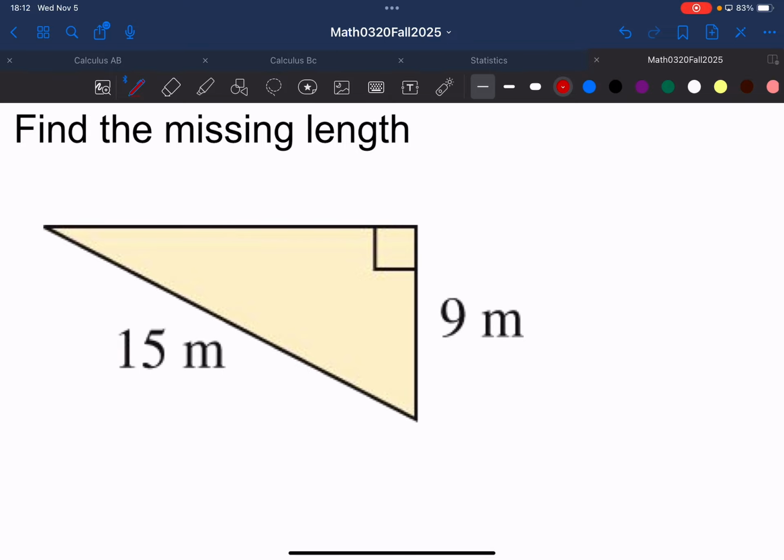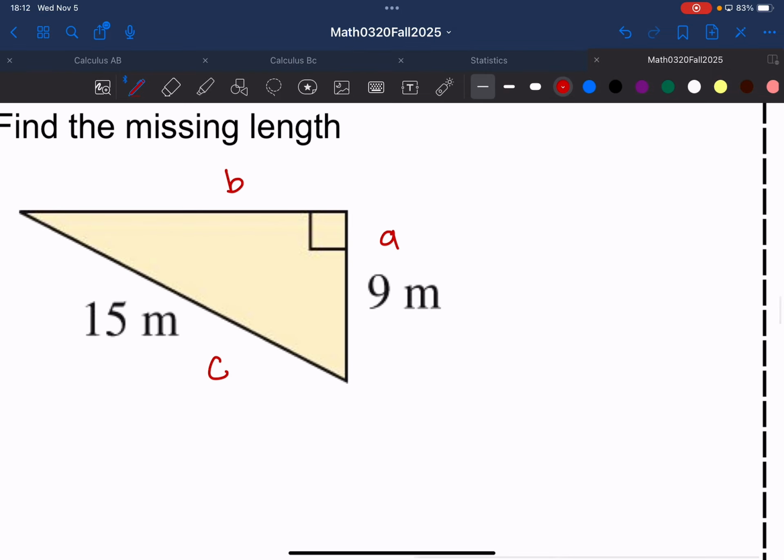Okay, so solving this, the first step, the most important step is to identify C. What value is C here? 15. So this is C, and then I'm going to go ahead and label the rest. It doesn't really matter what A and B are. Okay? Which means you could have your answer saying A equals or B equals, and it would still be fine as long as you get the same number.